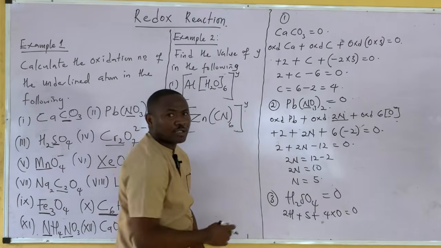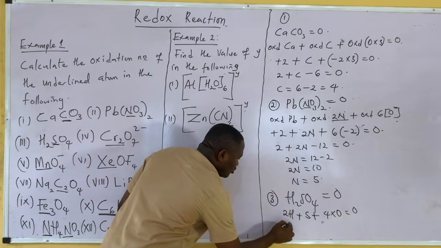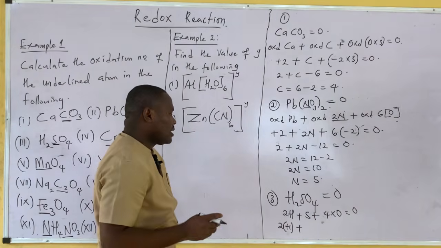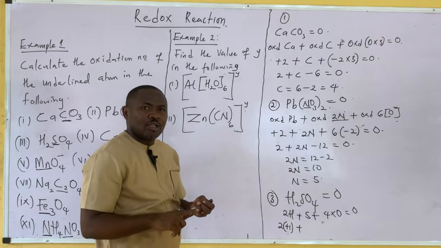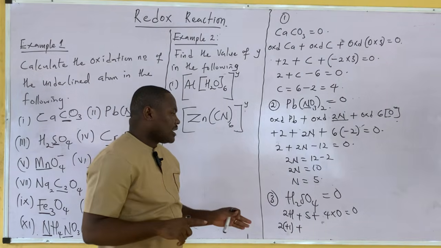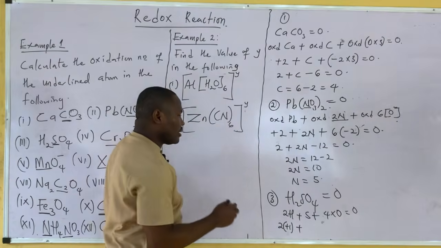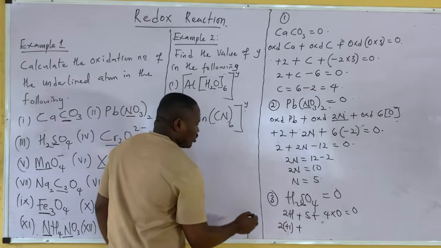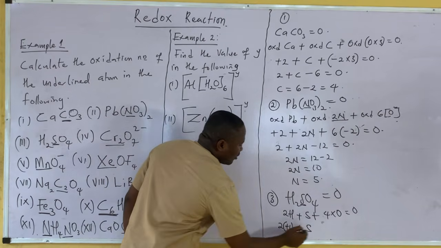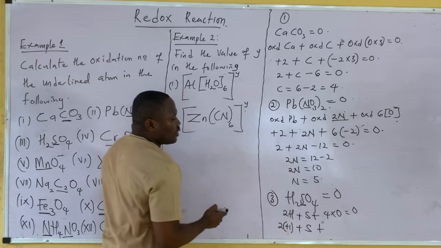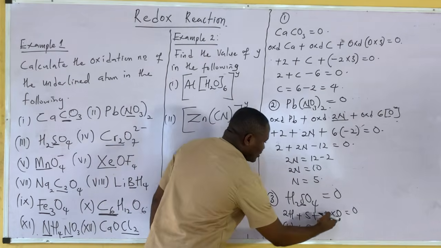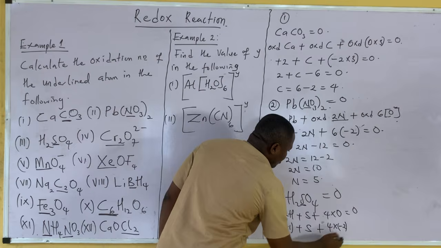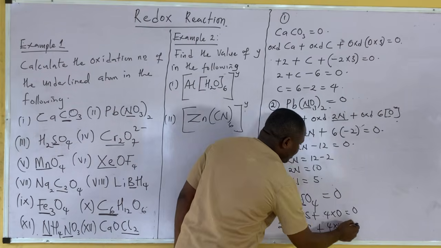What is the oxidation number of hydrogen? It is plus 1. So it becomes 2 bracket plus 1 plus, what's the oxidation number of sulfur? It is minus 2, 4, or 6, depending on which of them we are dealing with. But remember, sulfur was underlined, so I'm looking for the oxidation number of sulfur. So it becomes oxidation number of sulfur plus, what is the oxidation number of oxygen? It is minus 2 times 4. So it's now 4 times minus 2. Everything will be equal to 0.